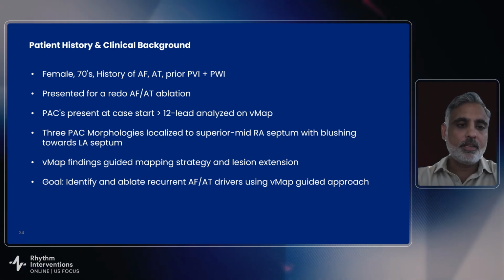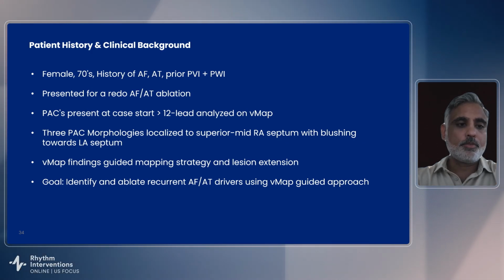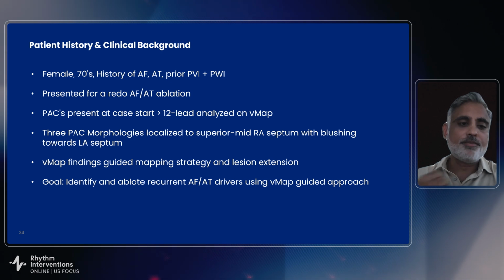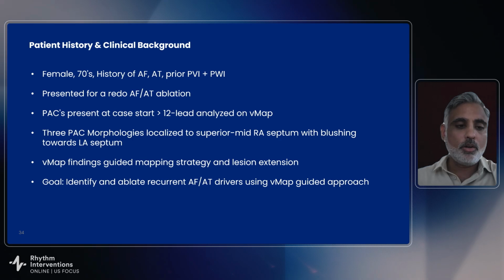We started the case, and all we saw initially was PACs. We had the 12-lead analyzed on VMAP before we even put the catheters into the body. 3 PAC morphologies were seen, and we used the VMAP findings to guide the initial ablation mapping strategy. And the goal was to identify and ablate recurrent AF and ATAC drivers using this VMAP-guided approach.